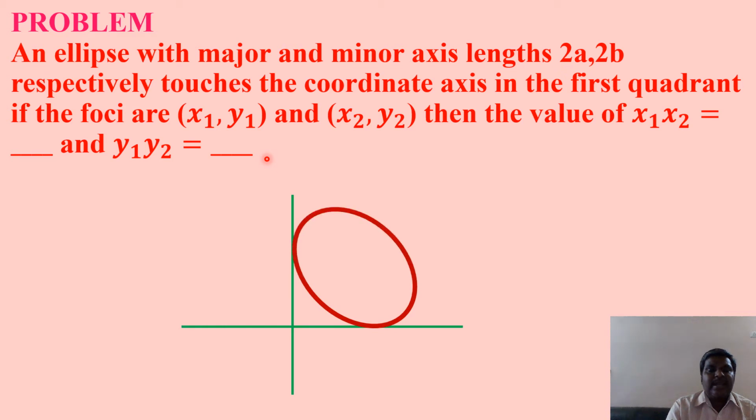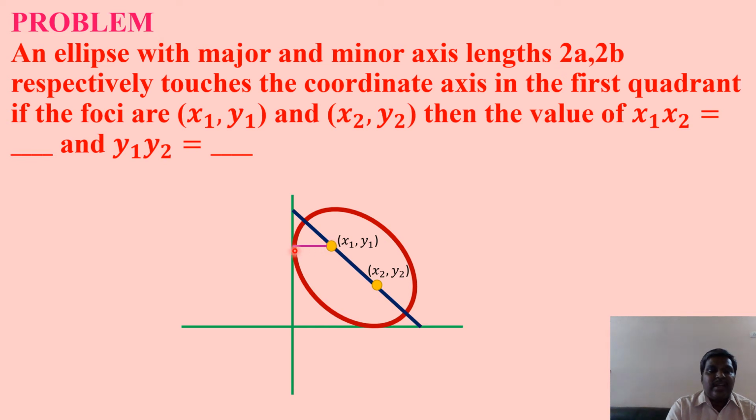This is my ellipse. Length of the major axis is 2a, length of the minor axis is 2b, and the ellipse touches both the coordinate axes in the first quadrant as shown in the figure. This is the axis of the ellipse. These are the foci. One focus is (x1, y1) and the other focus is (x2, y2). So the coordinates of the foci, (x1, y1) and (x2, y2), are given to you. So this is the perpendicular distance from the point (x1, y1) to the y-axis. This is point (x1, y1), my first focus.